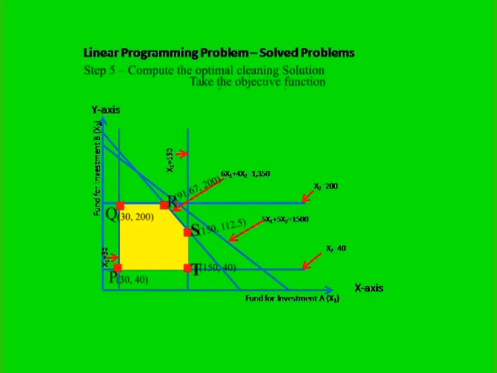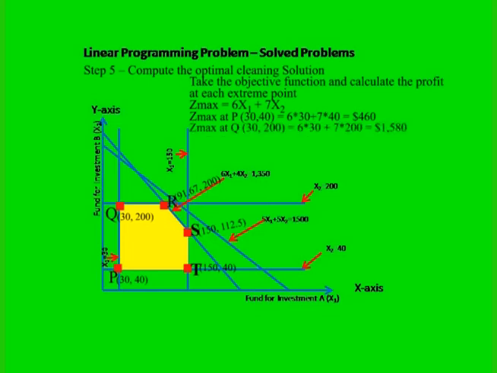Take the objective function and calculate the profit at each extreme point. The objective function is Zmax is equal to 6x1 plus 7x2. Zmax at point P is equal to 6 times 30 plus 7 times 40, which is equal to $460. Zmax at point Q is equal to 6 times 30 plus 7 times 200, which is equal to $1,580. Zmax at R is equal to 91.67 times 6 plus 7 times 200, which is equal to $1,950.